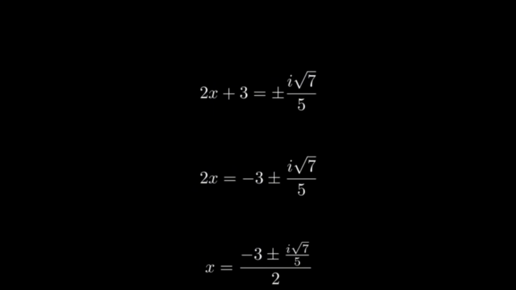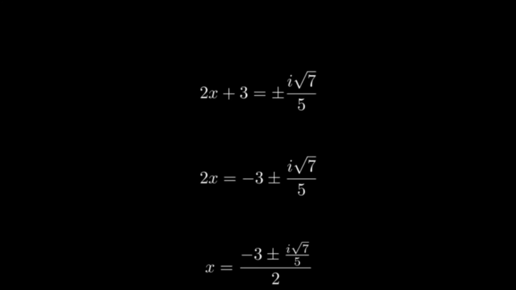Since our equation contains a plus or minus symbol, we actually have two distinct solutions. We can write them separately as x sub 1 equals negative 3 halves plus i times the square root of 7 over 10, and x sub 2 equals negative 3 halves minus i times the square root of 7 over 10. These are our two complex solutions to the original quadratic equation.